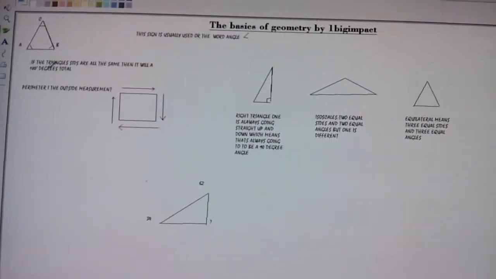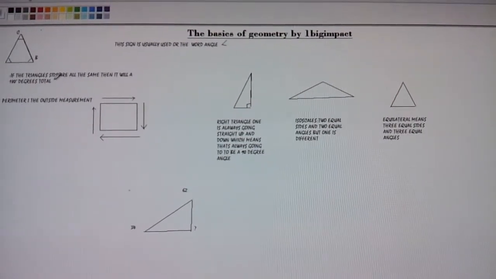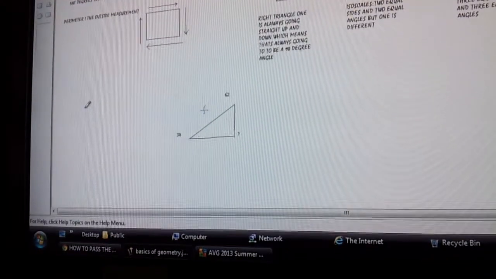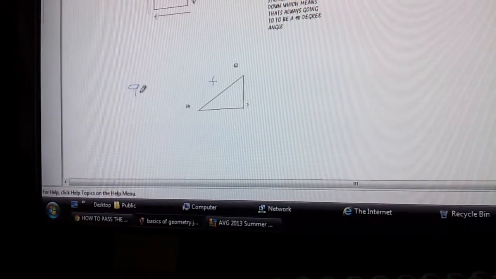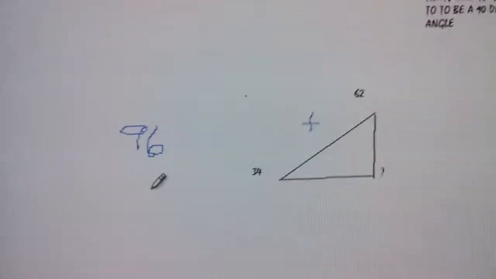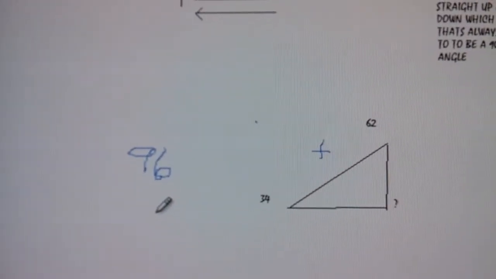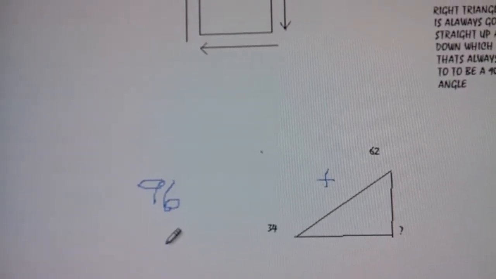Okay, so when you add those two, you're going to get 96. And I know this is horrible, but this is mainly so you can see the blue versus black. Okay, and you're going to go 180 minus 96.